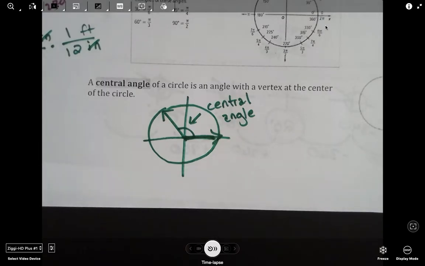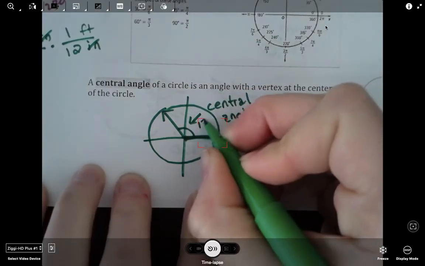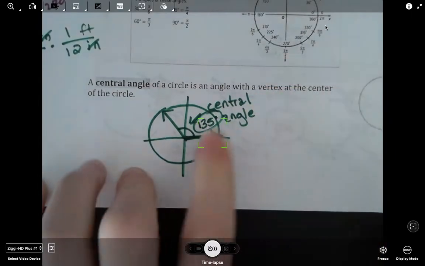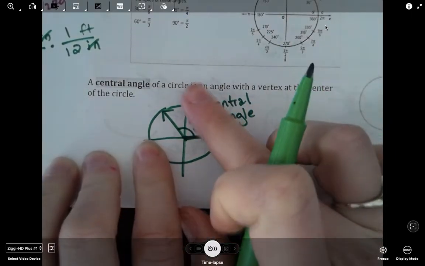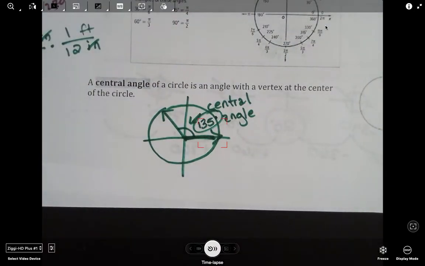135? Sure, probably pretty close. 135 degrees is exactly in between 90 and 180, right? So that's maybe a little less than halfway, but that's pretty close. Okay, so 135 degrees, that's what your central angle would be.